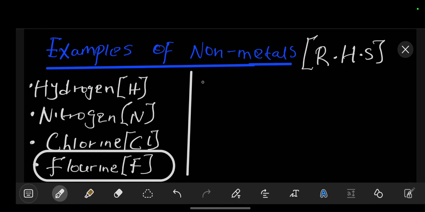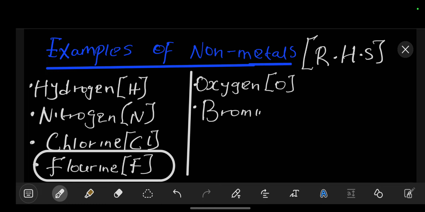Another good example of a non-melter is oxygen. The symbol for oxygen is O. Please know that. Another good example of a non-melter is, sorry, not boron, rather bromine. Bromine is a non-melter, that's Br. Another good example of a non-melter is iodine. Iodine is a non-melter as well, and the symbol for iodine is I.